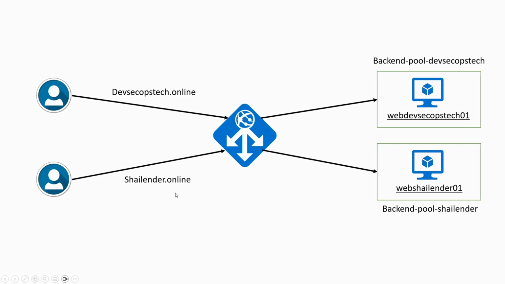I have registered these two domains in GoDaddy and I'll be using them as a DNS zone in Azure. There are two web servers which are created for this lab. One web server will cater the traffic for devsecopstech.online and the other web server will cater the traffic for shailendra.online. Both of these web servers will be placed in a separate backend pool, and using the routing rule in the application gateway, all the traffic for these two different websites will go to their respective backend pool.